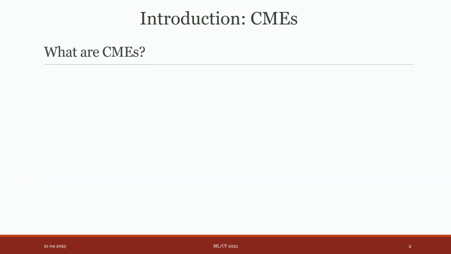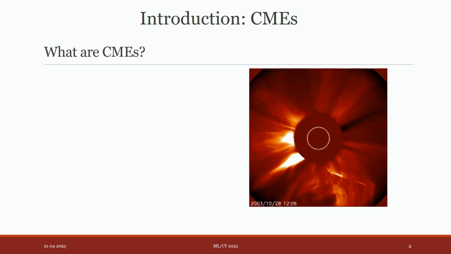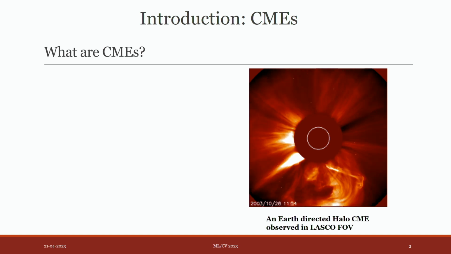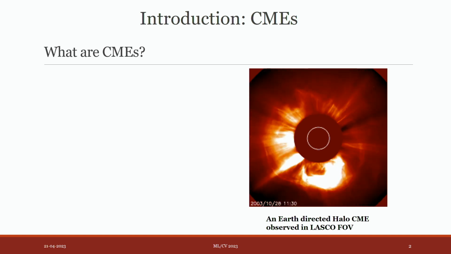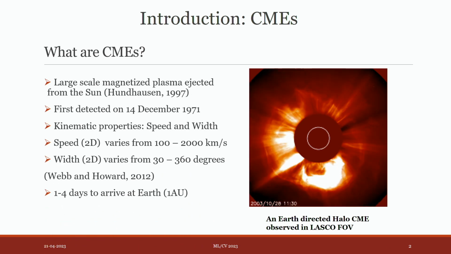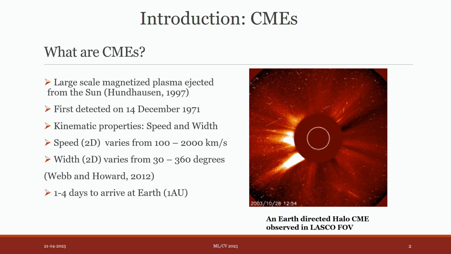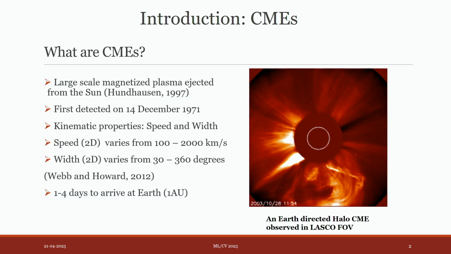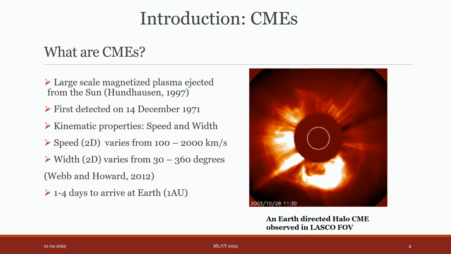I'm not going to go into much depth of introduction to CMEs because we had quite interesting talks yesterday. But a quick few facts about CMEs. On the right side, you can see a coronagraph image, which is showing a halo CME. A halo CME can be directed towards Earth or away from Earth. As you know, CMEs originate from the surface of the sun. They have source region, and you can see them in the corona, in the coronagraph field of view. They were first detected on 14 December 1970 by a spacecraft called OSO.